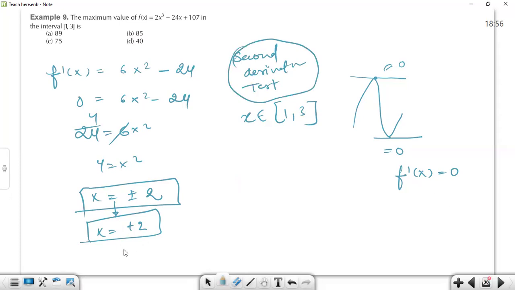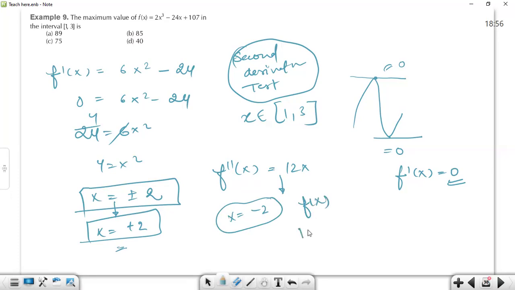Now we have the function with critical points plus 2 and minus 2, and we have already found f dash of x. Let's find f double dash of x. F dash of x is this, so f double dash is 12x. For x, we had plus minus 2. Minus 2 is out of the domain. For x equals minus 2, which was our critical point, the function was having its maxima.